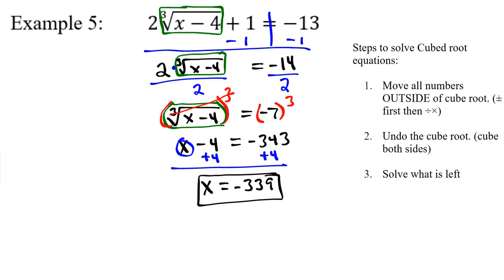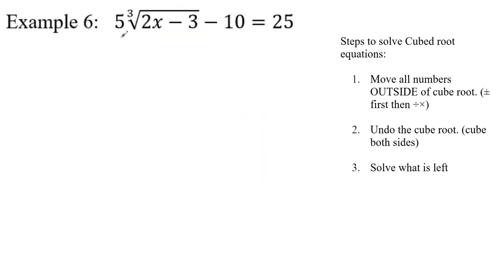Here's the correct answer for 5. All worked out nice and neatly. We first had to subtract that 1 over. Then we divided by 2. We got the cube root by itself. So then we cubed both sides. We got x minus 4 equals a negative 343. Added 4 on both sides. We got x equals negative 339.